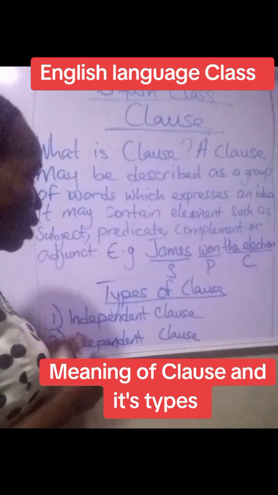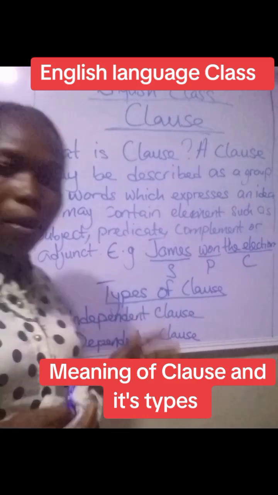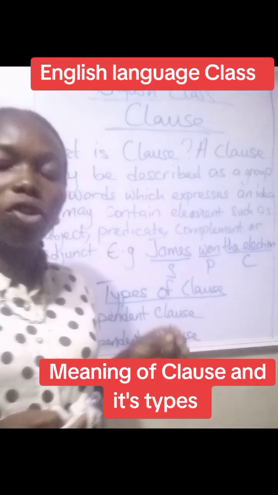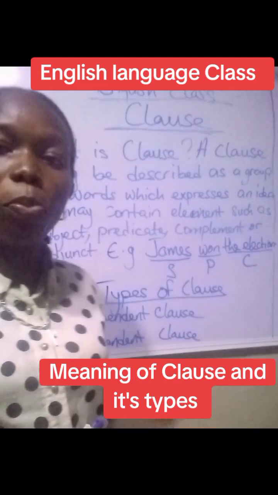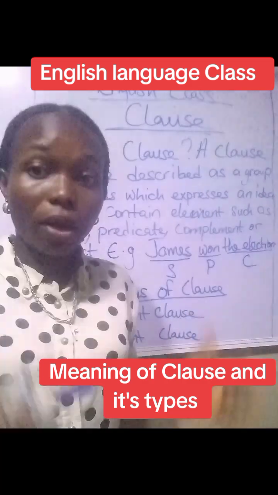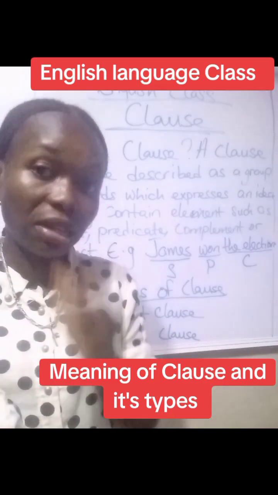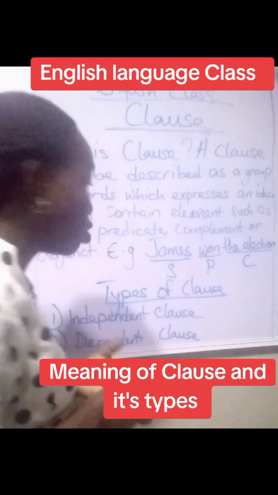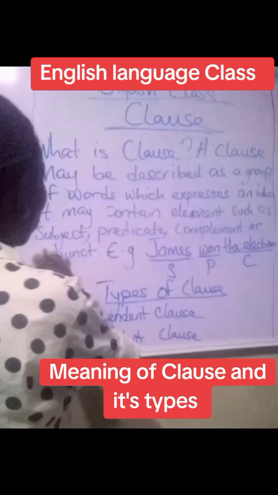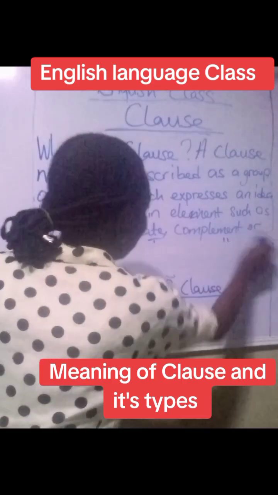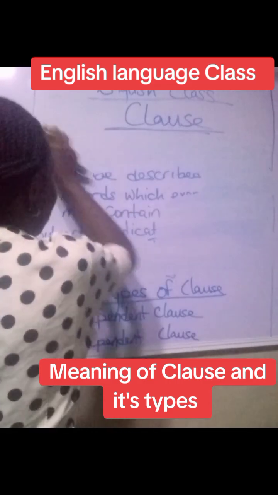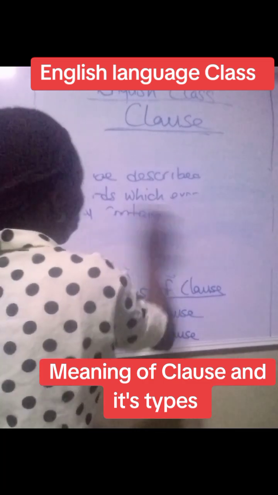Now, independent clause. What is independent clause? Independent clause may be described as a group of words that expresses a complete thought or idea. That is, it can stand alone. To make a complete sentence, it can stand alone. Okay, let us look at examples of sentences that fall under independent clause that express a complete thought.